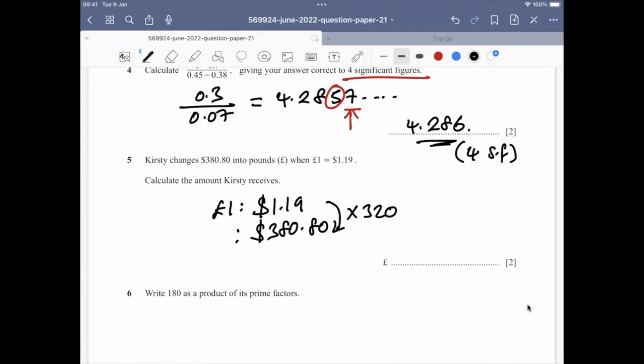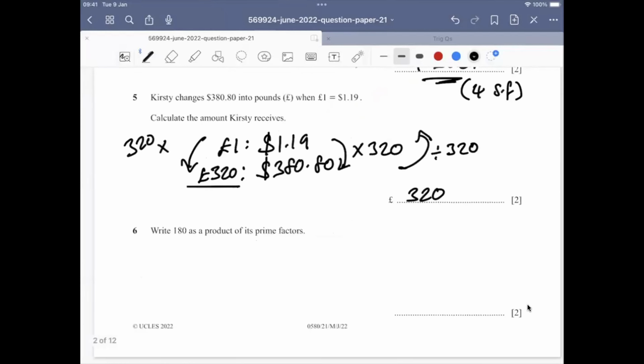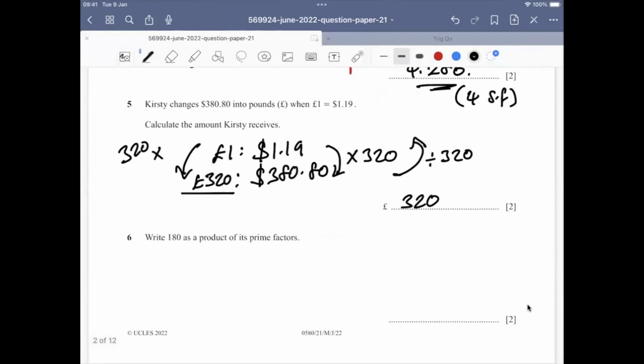So to go from this to this, we're going to multiply by 320. And I know that because I've done 380 divided by $1.19, and to go from 380 to $1.19, you divide by 320. So to go the other way, you multiply by 320. So to go from £1 to whatever it is that she's going to get for $380.80, we're just going to multiply it by 320, and you're going to get £320.